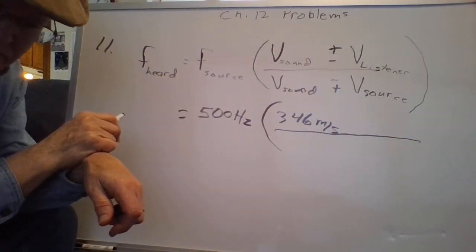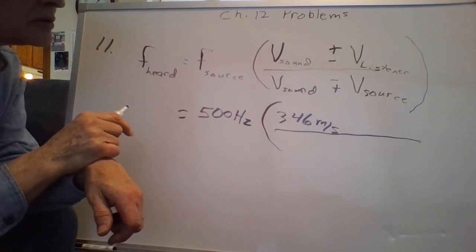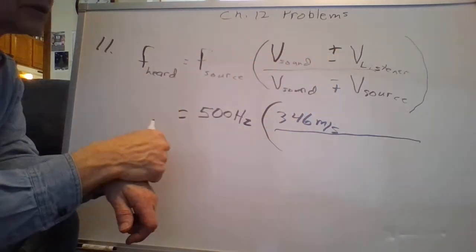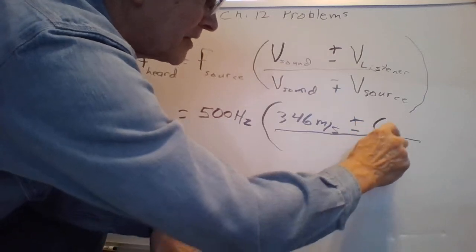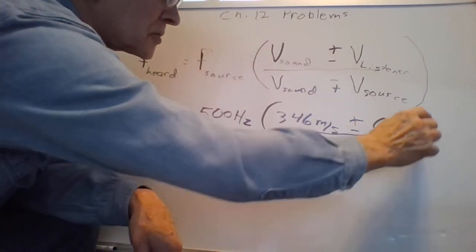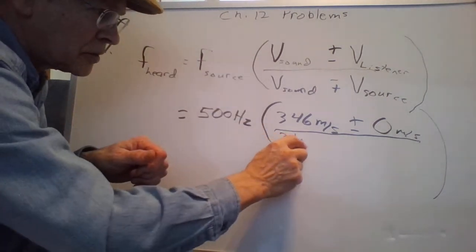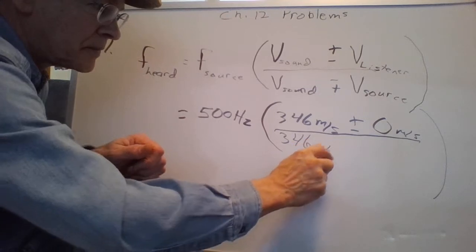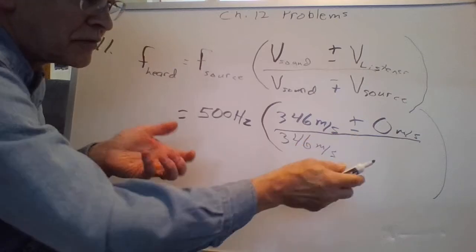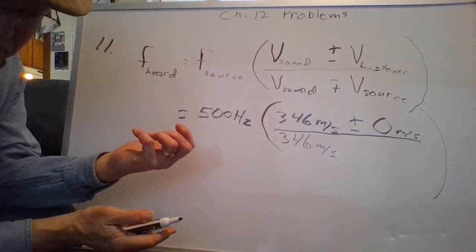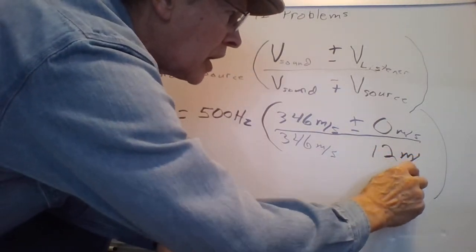Velocity of the listener. Well, the observer is stationary. It says so, the observer, which is the listener, is stationary. Oh, that's 0 then. I'll go ahead and write it even though it's kind of obvious. Just so you know, that number is 0. The velocity of sound, once again, is 346. Now we've got to decide, do we add or subtract the velocity of the source, which of course is 12 meters per second. Let me put 12 meters per second there.